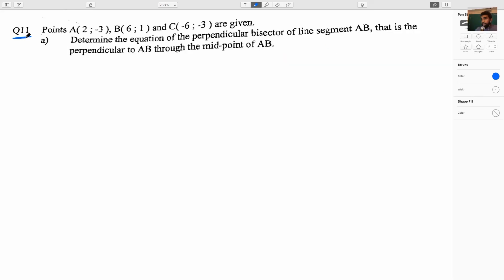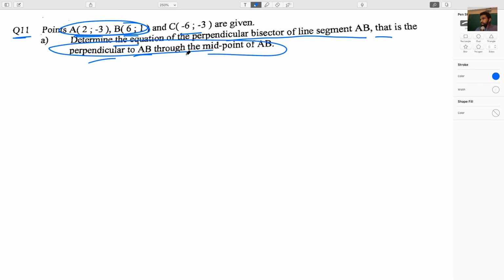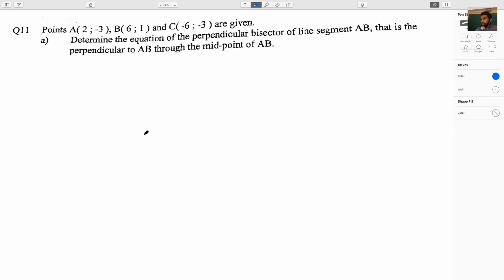So for question 11, we have 3 points, and we're asked to determine the equation of the perpendicular bisector of line segment AB. That is the perpendicular to AB through the midpoint of AB. Okay, all right. So let's go ahead and draw the points as always. So we draw a Cartesian plane and try to make it straight. It's good enough for me.